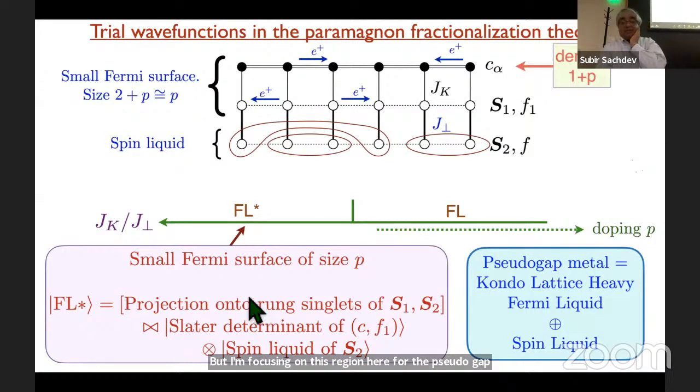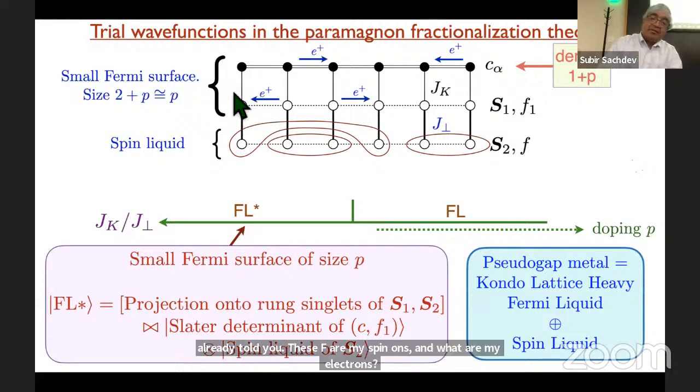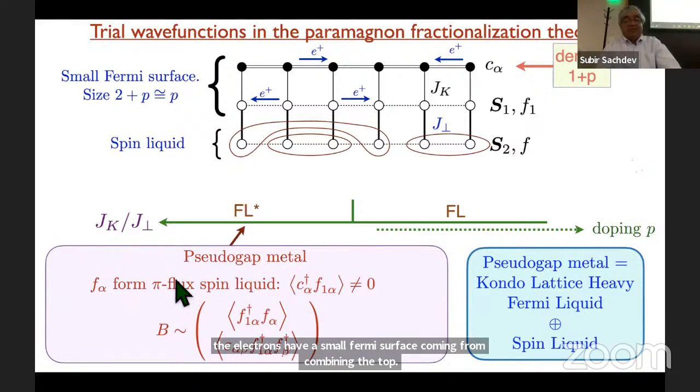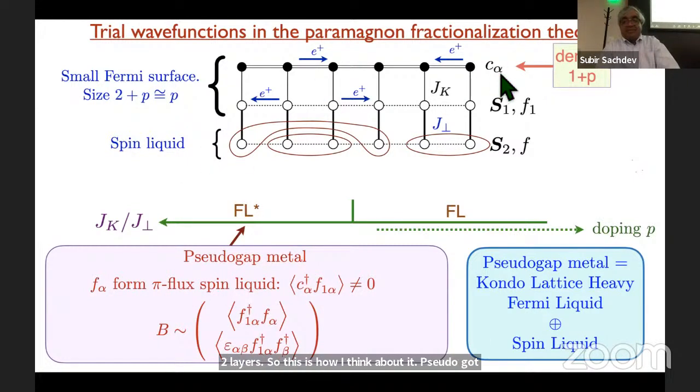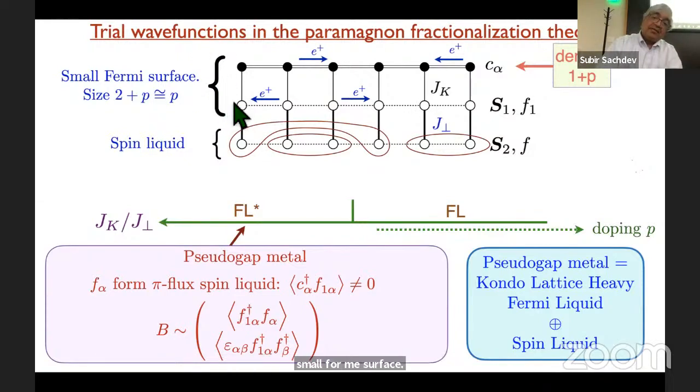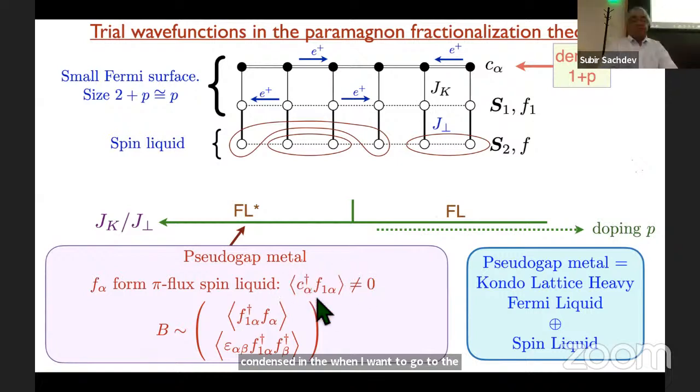So in terms of the partons I've been talking about before, I've already told you these F are my spinons. And what are my electrons? Well, the electrons have a small Fermi surface coming from combining the top two layers. So this is how I think about it. Pseudogap metal, the C alpha gets screened by the F1 to form a small Fermi surface. And since it's a Kondo effect, there's a slave boson associated with that. That slave boson is just the hybridization of C alpha with F1. So this is the Higgs field that's condensed in the pseudogap. When I want to go to the Fermi liquid, I have to worry about this Higgs field. But since I'm not talking about that, I won't worry about it and leave it condensed.